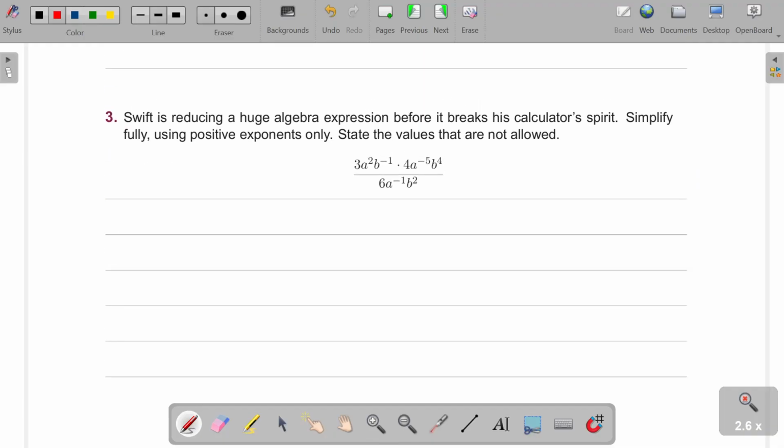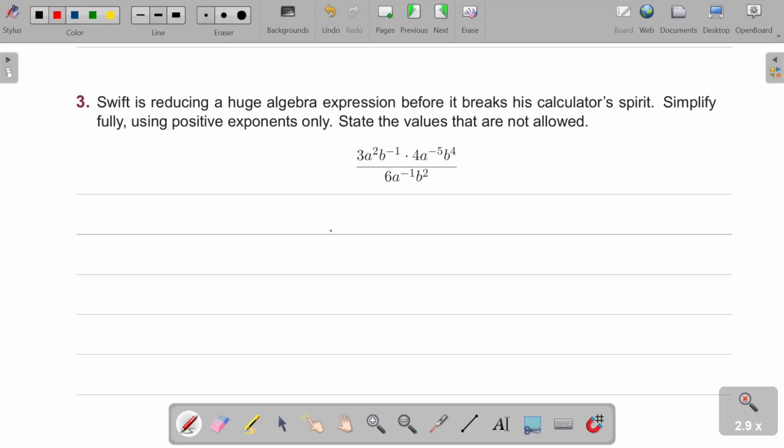So Swift is reducing a huge algebra expression before it breaks his calculator spirit. We want to simplify fully using positive exponents only and state the values that are not allowed. So how am I going to do this? What I'm going to do is, again, apply the exact same tricks, but I'll do a bit of fancy grouping. Because there's multiplication, it's very straightforward. You can just move numbers around without worrying too much about how that's going to affect the problem overall.